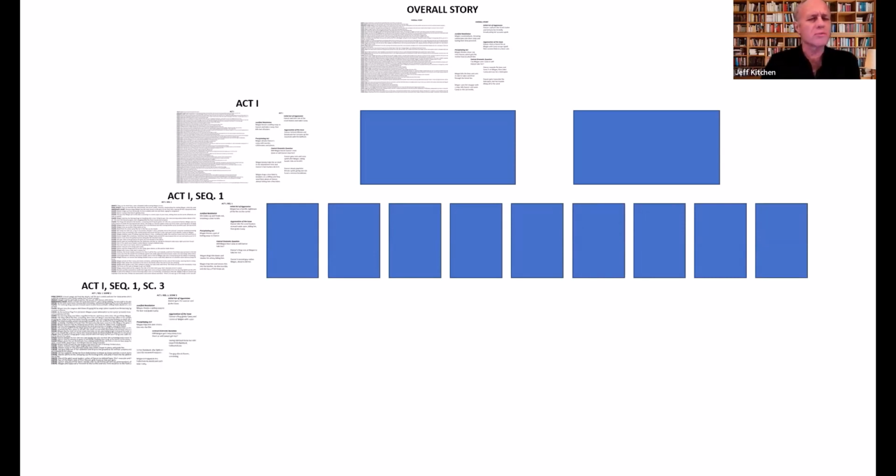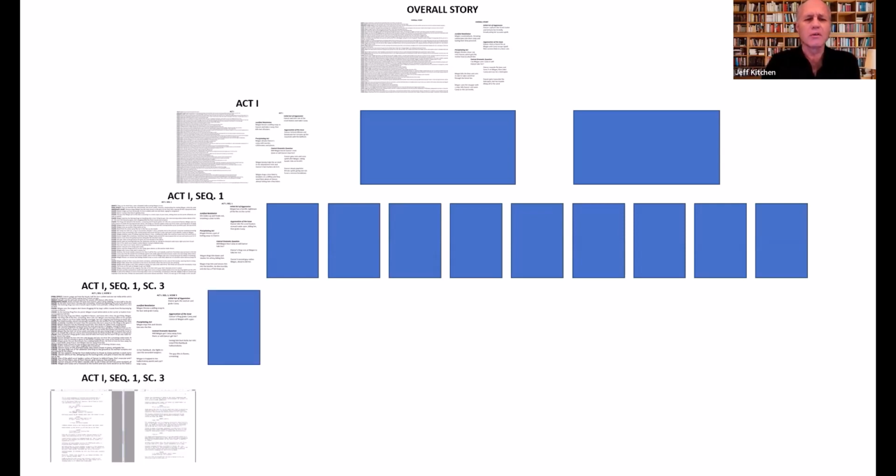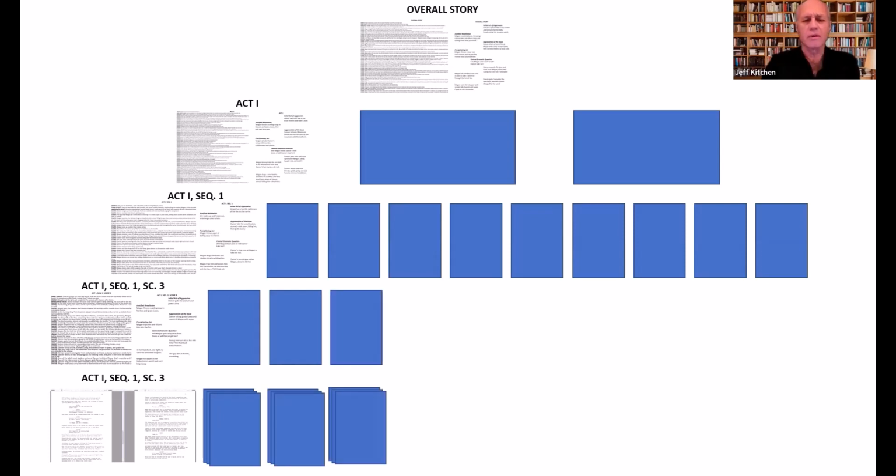Then you do sequence, proposition, plot for the opening scene. And then you write that scene. Then you do it for the next scene and you write that scene. So as you do sequence, proposition, plot for each scene, you write that scene. So you're getting pages.